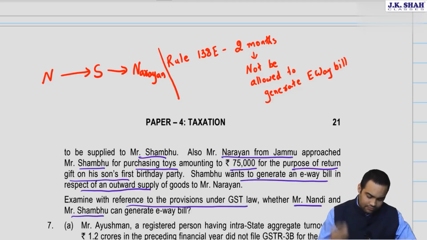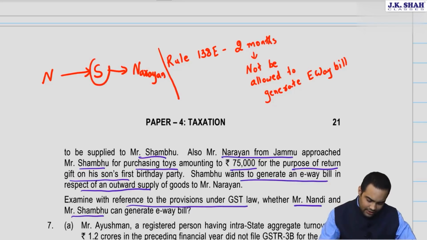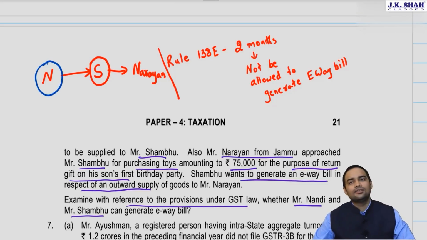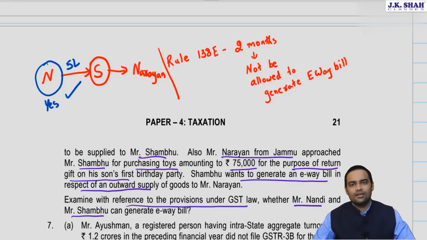Now, who has not filed the return? Mr. Shambhu has not filed the return. So, can Mr. Nandi generate an e-way bill? The answer is yes. For rupees 5 lakh, he can generate an e-way bill. Why, sir? Because Nandi has not defaulted in filing returns. Mr. Shambhu has defaulted, and that's why in this case, Mr. Nandi can generate an e-way bill.